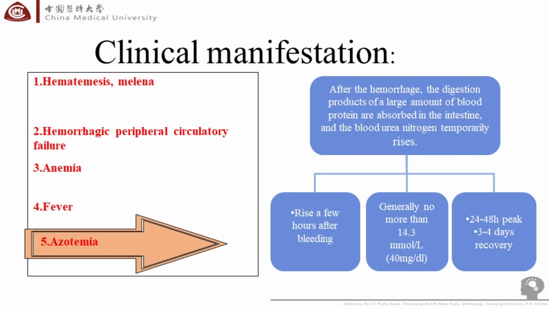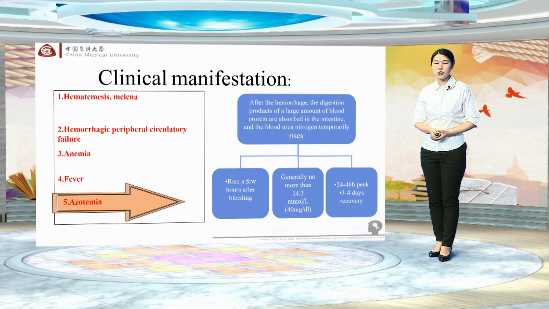The last one is azotemia. After the hemorrhage, the digestion products of a large amount of blood protein are absorbed in the intestine, and the blood urea nitrogen temporarily rises. It will rise in a few hours after bleeding, reach the peak in 24 to 48 hours, and recover in 3 to 4 days. The blood urea nitrogen is generally no more than 14.3.